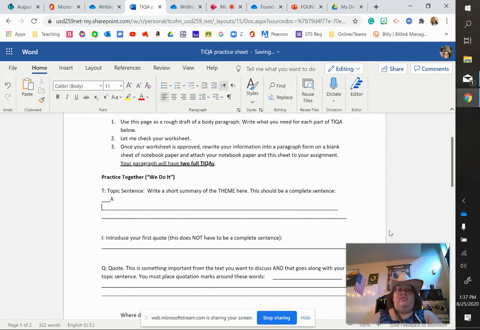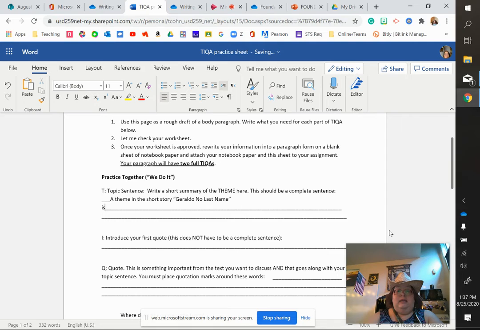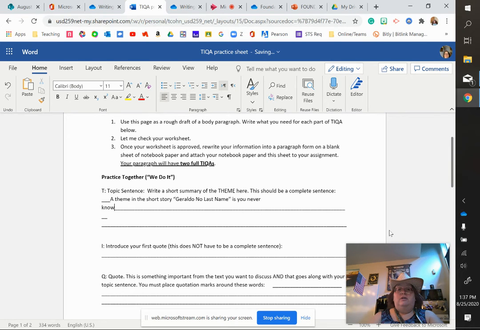A theme in the short story Geraldo, no last name, is you never know a person's whole story. Okay? All right, so that would be our topic sentence.